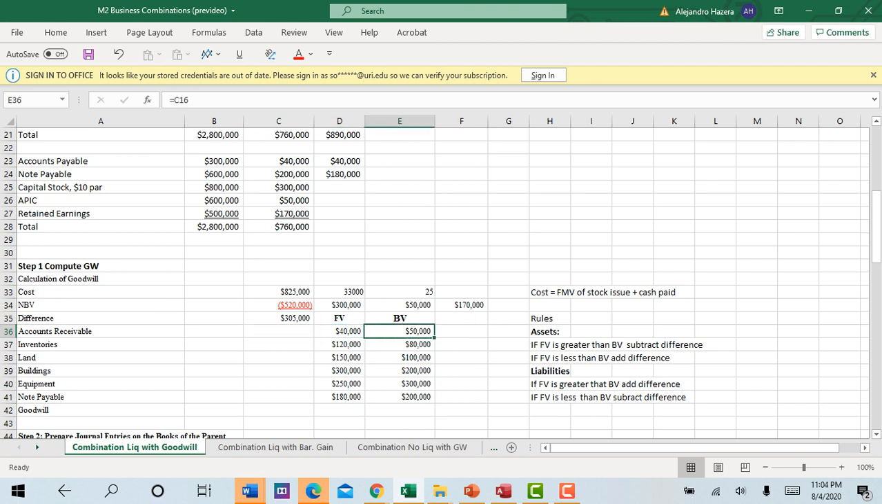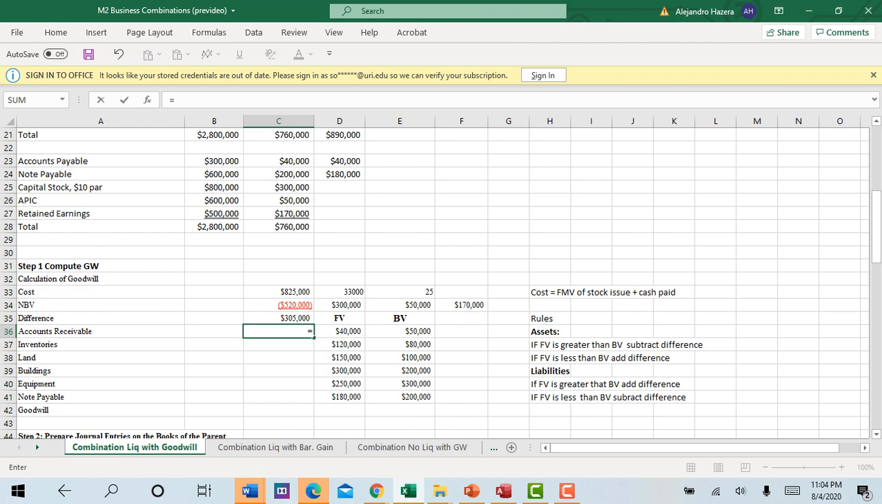And what we're going to do for assets, here are the rules. If the fair value is greater than the book value, subtract the difference. If the fair value is less than the book value, add the difference. That's for assets. Now for liabilities, if the fair value is greater than the book value, you do the opposite. Then you add the difference. If the fair value is less than the book value, you subtract the difference. That is correct.